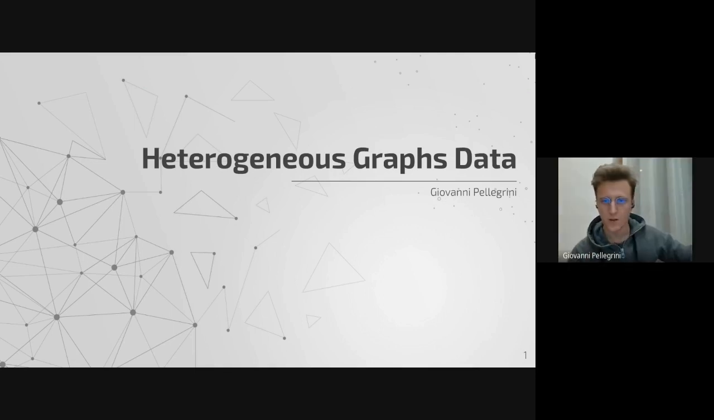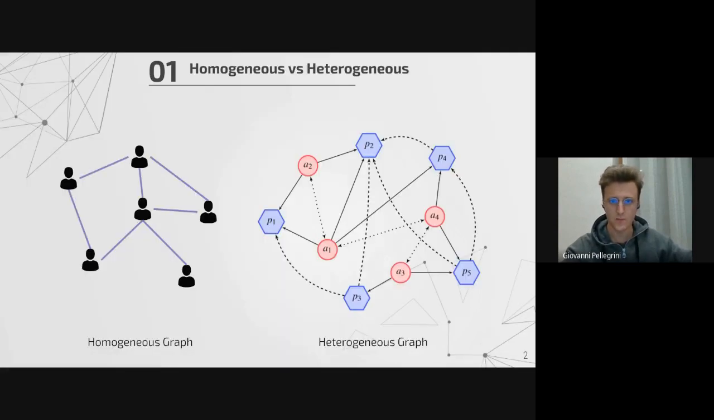Okay, so welcome everybody. Today we're going to talk about some other developments that happened in version 2 of the PyTorch Geometric library, which is how to handle heterogeneous graph data. So let's start by defining what a heterogeneous graph is.